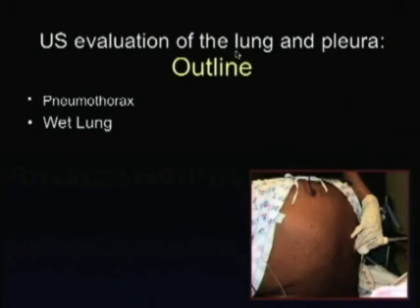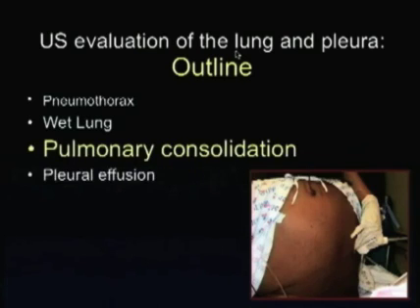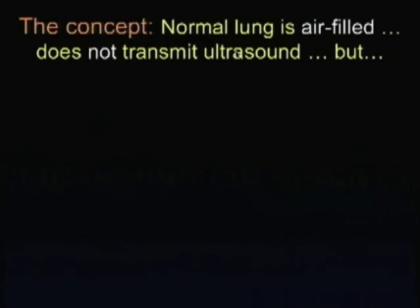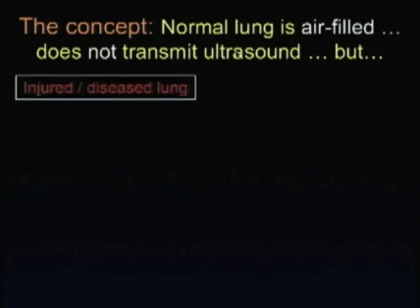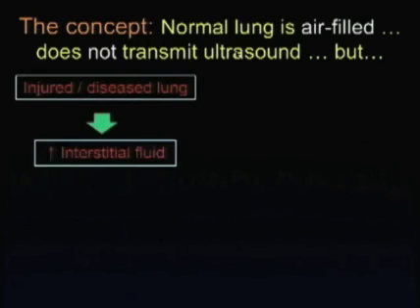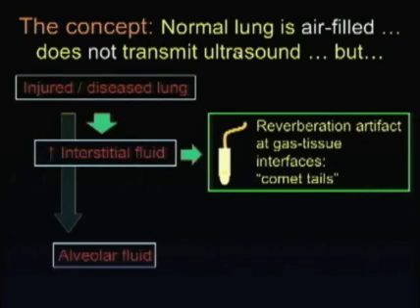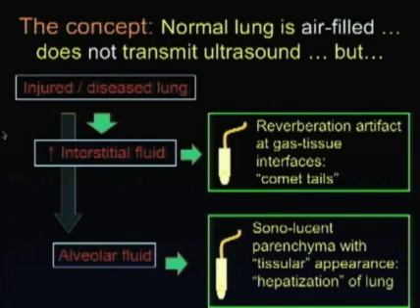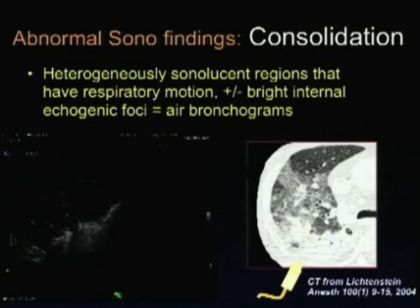So now we're going to move along from wet lung to actual pulmonary consolidation. Just to review, the normal lung is air-filled and does not transmit ultrasound, but now we're going to focus on this area right down here of alveolar fluid resulting in a parenchymal change in the lung, making it fluid-filled and giving it a tissular or hepatized appearance. So here's an example in this image right here.